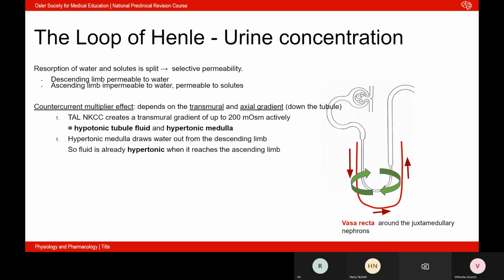Oh, sorry, that's 2 ones. But yeah, this is step number 2, where fluid is now already hypertonic when it reaches the bottom of the loop, because you've removed some of the water.